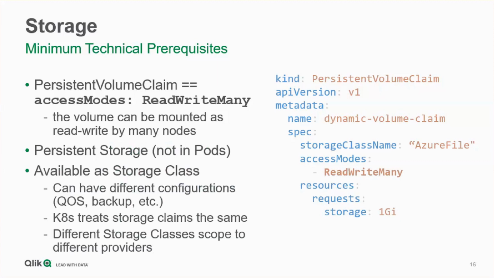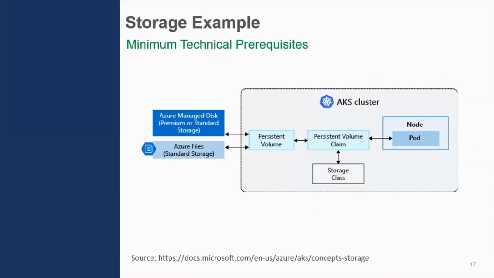Because it's a storage class, you can have different configurations set for the Qlik Sense Enterprise on Kubernetes environment. So you can set things up like quality of service, and you can set up backup routines. Additionally, these storage claims can be treated the same as the volume claims in the Kubernetes environment. And different storage classes can scope to different providers. So in the example we're going to show you today, we're going to use Azure. And the way this looks is something like this.